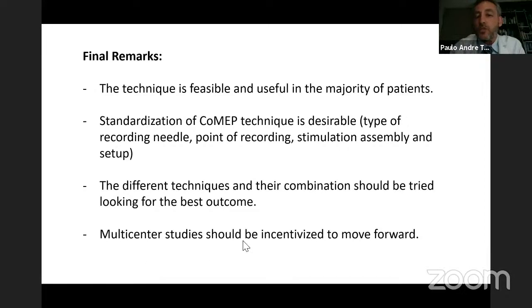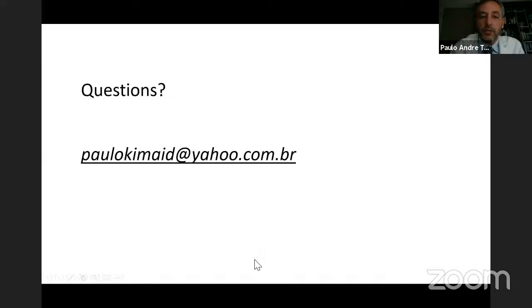And multi-center studies should be incentivized too, because if I have a technique that works for me, but is just working for me, I don't know if it is trustful enough to be used in all other intraoperative monitoring services. This is my last slide.